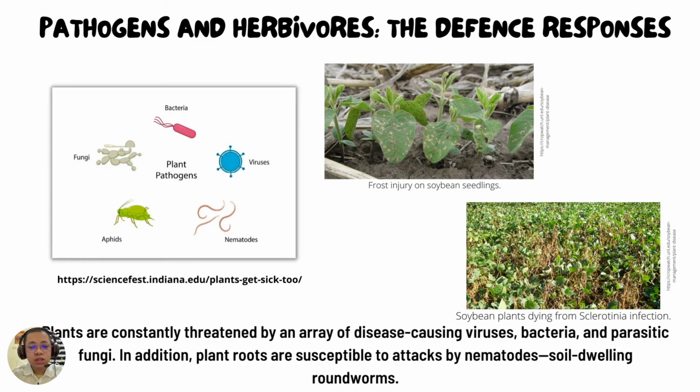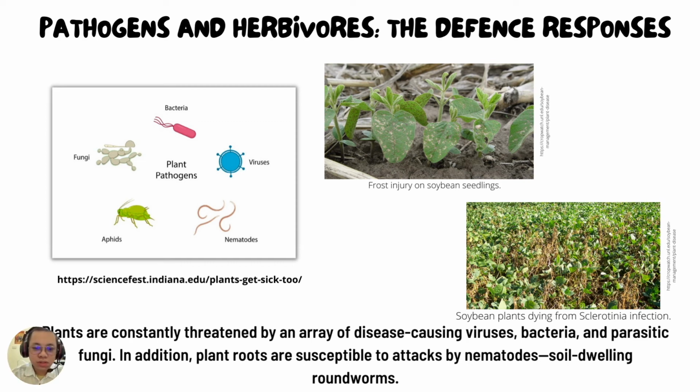The pathogens and herbivores, the defense responses. Plants are constantly threatened by an array of disease-causing viruses, bacteria, and parasitic fungi. In addition, plant roots are susceptible to attacks by nematodes, the soil-dwelling roundworms. Also, just like animals, since plants are living things, they're also vulnerable to pathogens and also herbivores. What they do is they develop these defense responses.